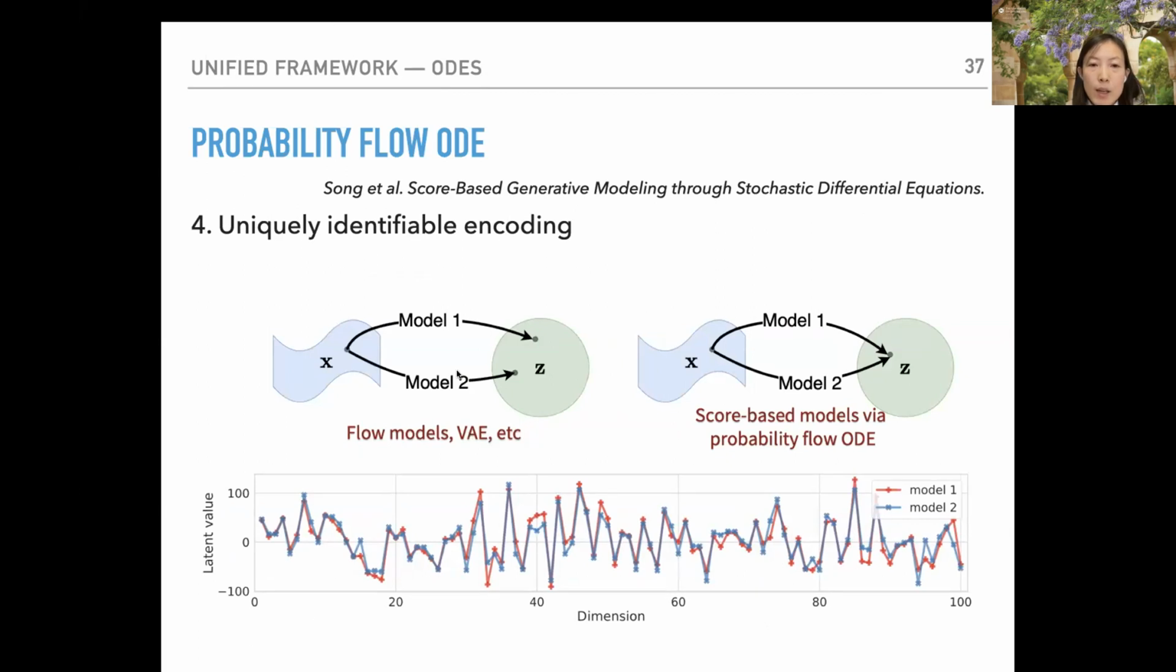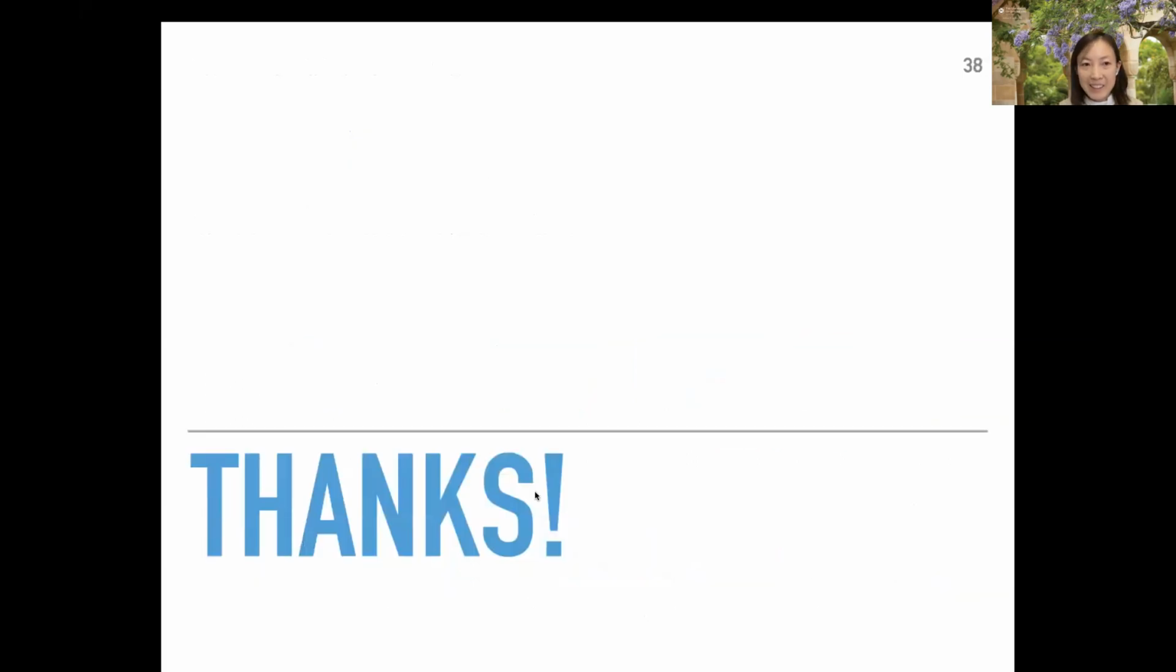So we can see that the VAE will map the data to the latent space. If we train two models or two VAEs, they will map the data to two different points in the latent space. And if we train an ODE model, these two models will map the same data points to the same point in the latent space. And here is its value. We can see model 1 and model 2 are very close to each other. Here is the theory of the diffusion-based model. Thank you.